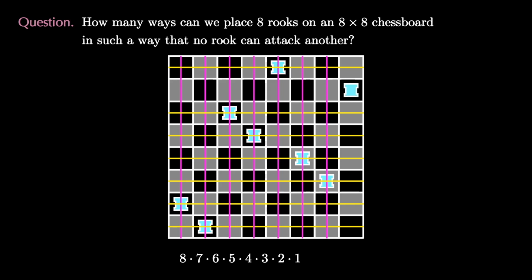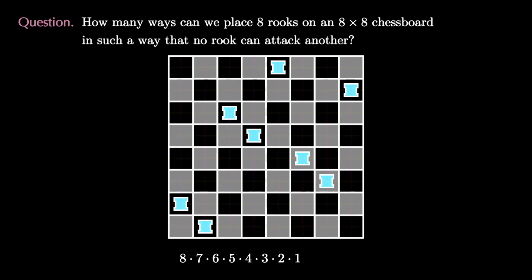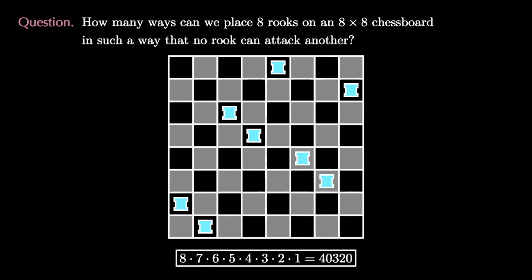Even though we showed just a single example, we see that the number of choices is the same in any given arrangement that we might create, and therefore the number of choices is independent of all of the previous choices. We can then multiply the product 8 times 7 times 6 times 5 times 4 times 3 times 2 times 1 to get the total number of 40,320 arrangements of non-attacking rooks on an 8x8 chessboard.